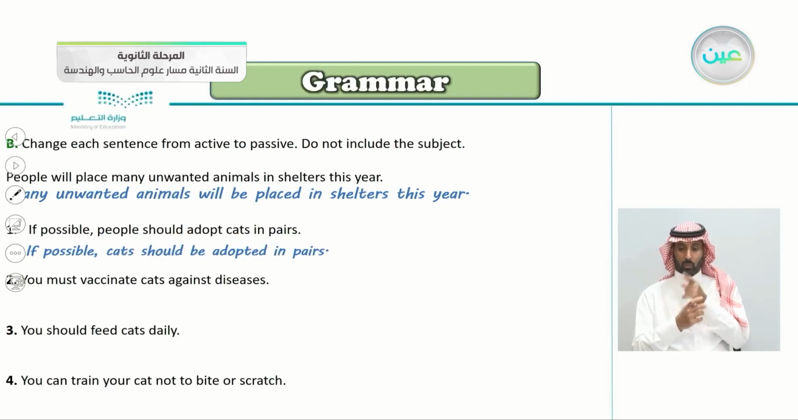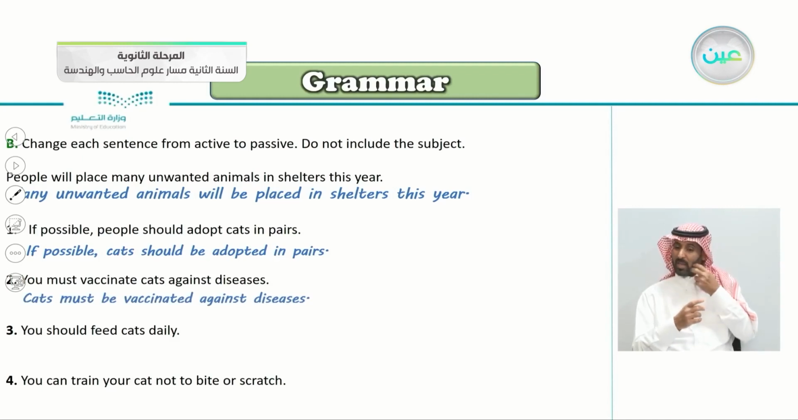Number 2, you must vaccinate cats against diseases. So you here is the subject. And what's the object? Very good, it's cats. So yes, cats must be vaccinated against diseases. Excellent. Number 3, you should feed cats daily. So what do we say here?